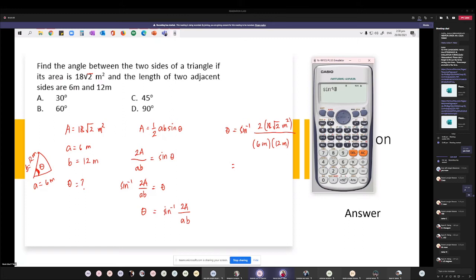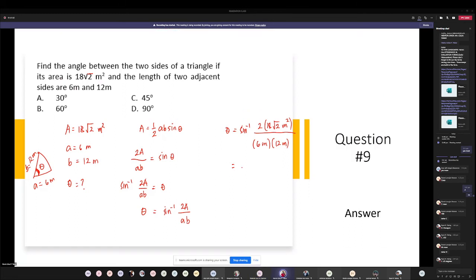So arc sine of 2 times 18 square root of 2 divided by 6 times 12, and then you put the close parenthesis. So it's 45. So the angle, therefore, is 45 degrees. It's in degree mode, so the angle unit is degrees. Okay, so 45 degrees. So letter C.